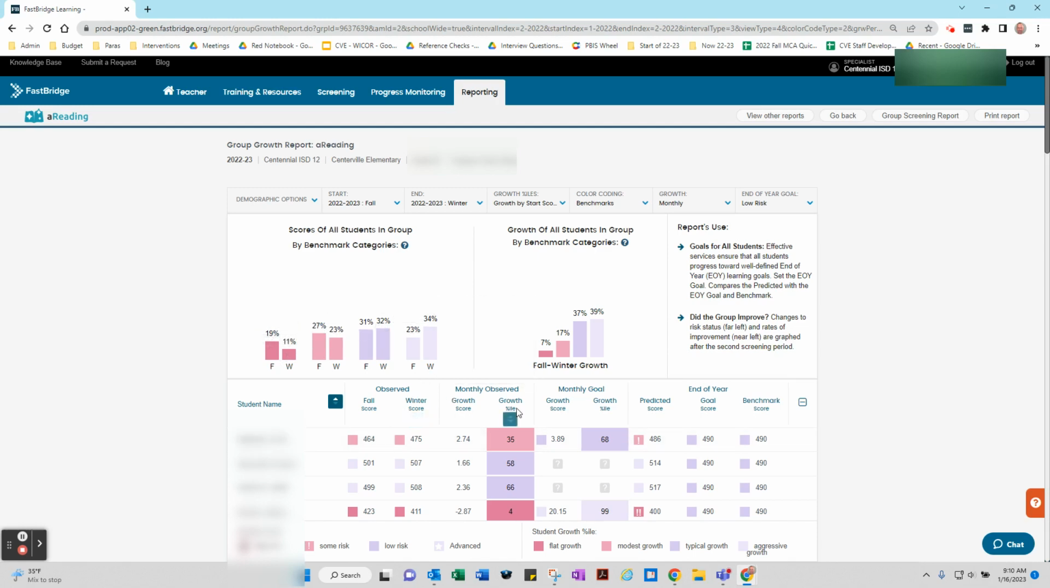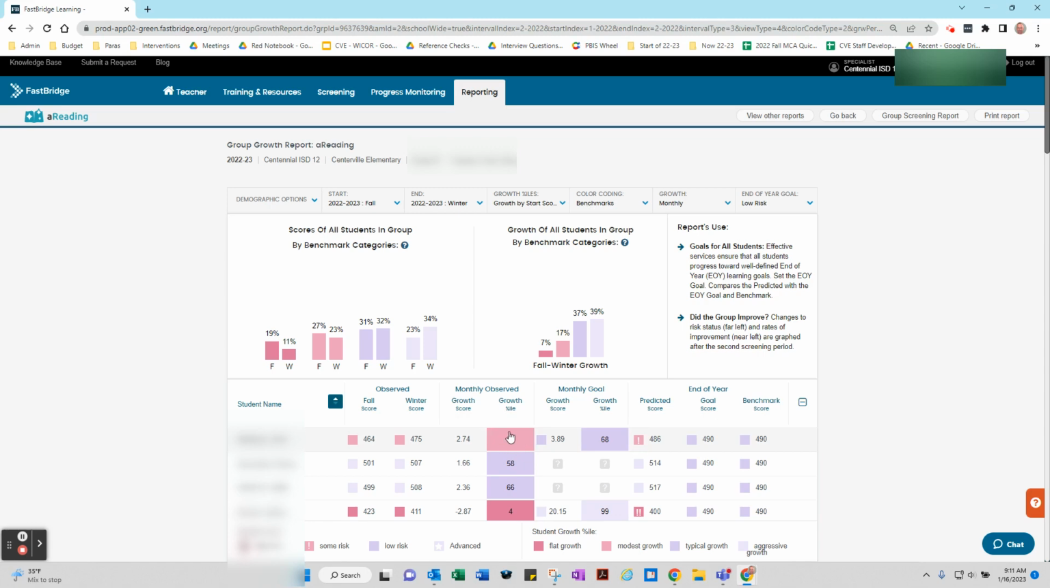What does this next column mean? This next column is showing how much the student grew per month and what their growth is compared to those nationally. So when you look at this particular student who started at a 464 and had a 475, this student grew 2.74 points per month. And when we look at that kid nationally, he's in the 35th percentile. So he's below average in terms of growth.